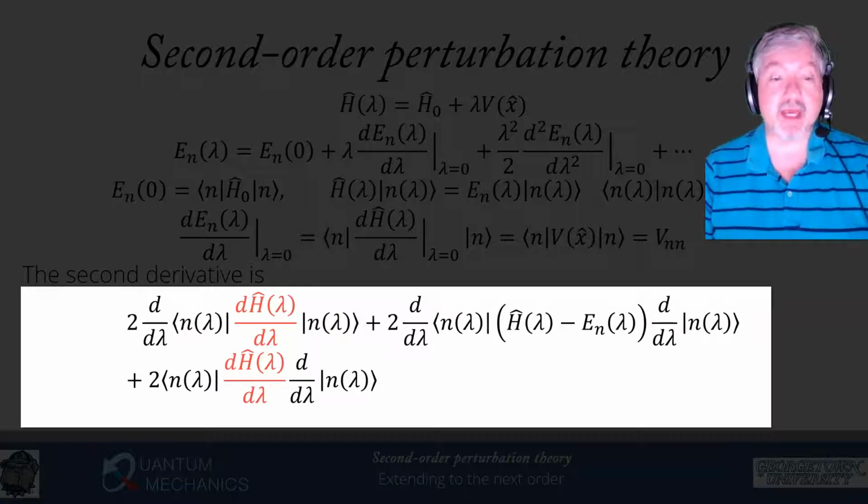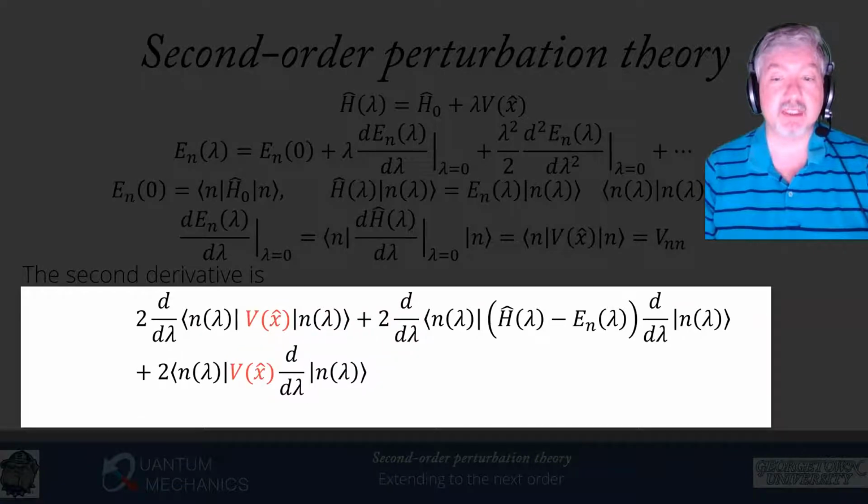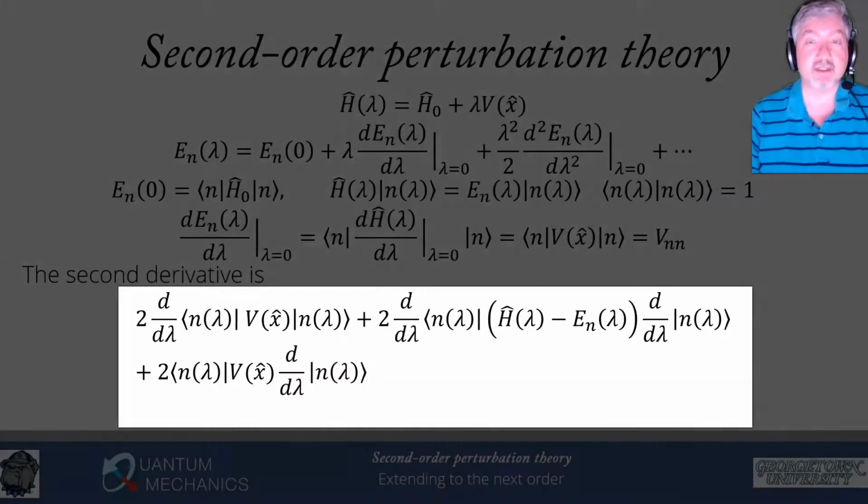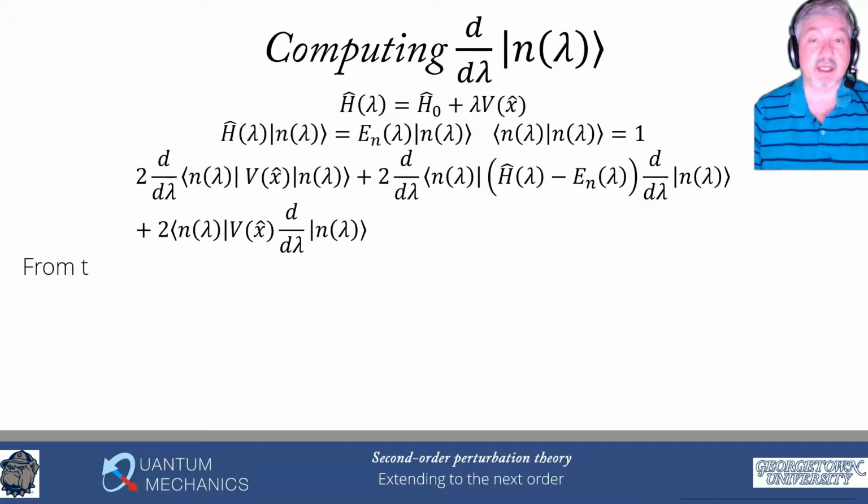Now we're going to simplify dH d lambda. That just becomes V. So I can make that substitution in of the V. And there I have it. That's my simplification of the second derivative. We now have to figure out how to evaluate that, and that's going to require me to evaluate this derivative of the bra, and equivalently, I can get the derivative of the ket.